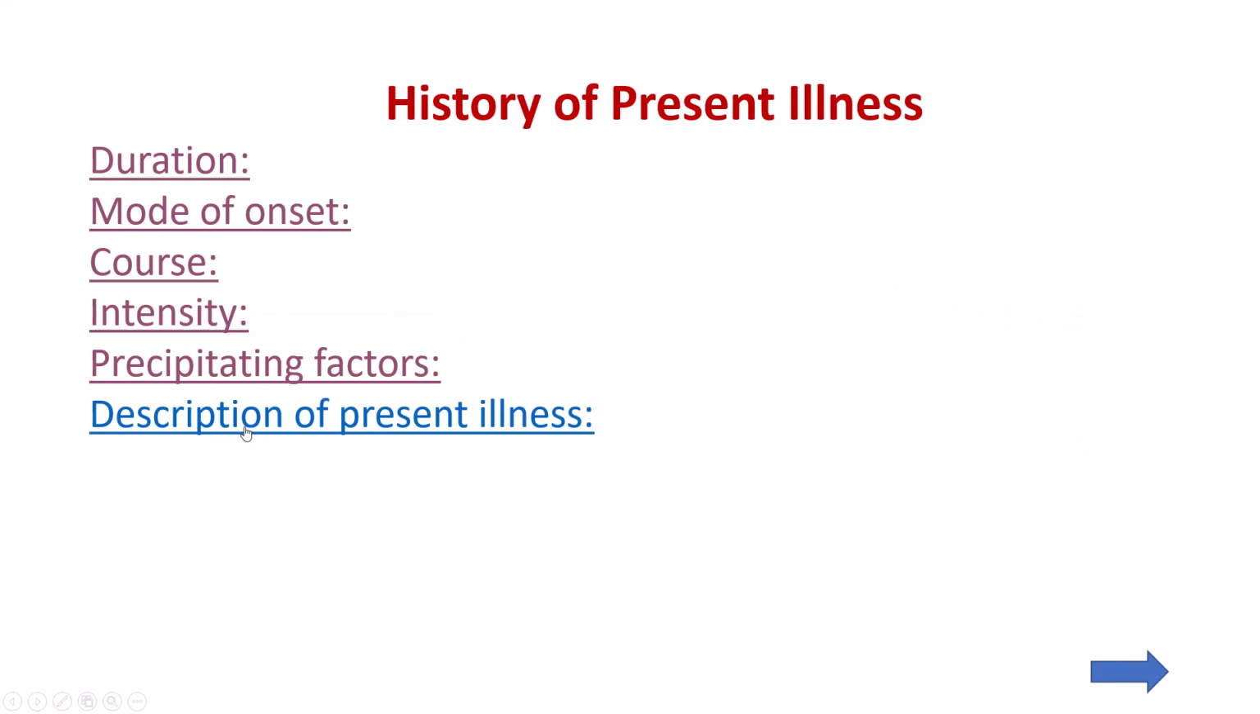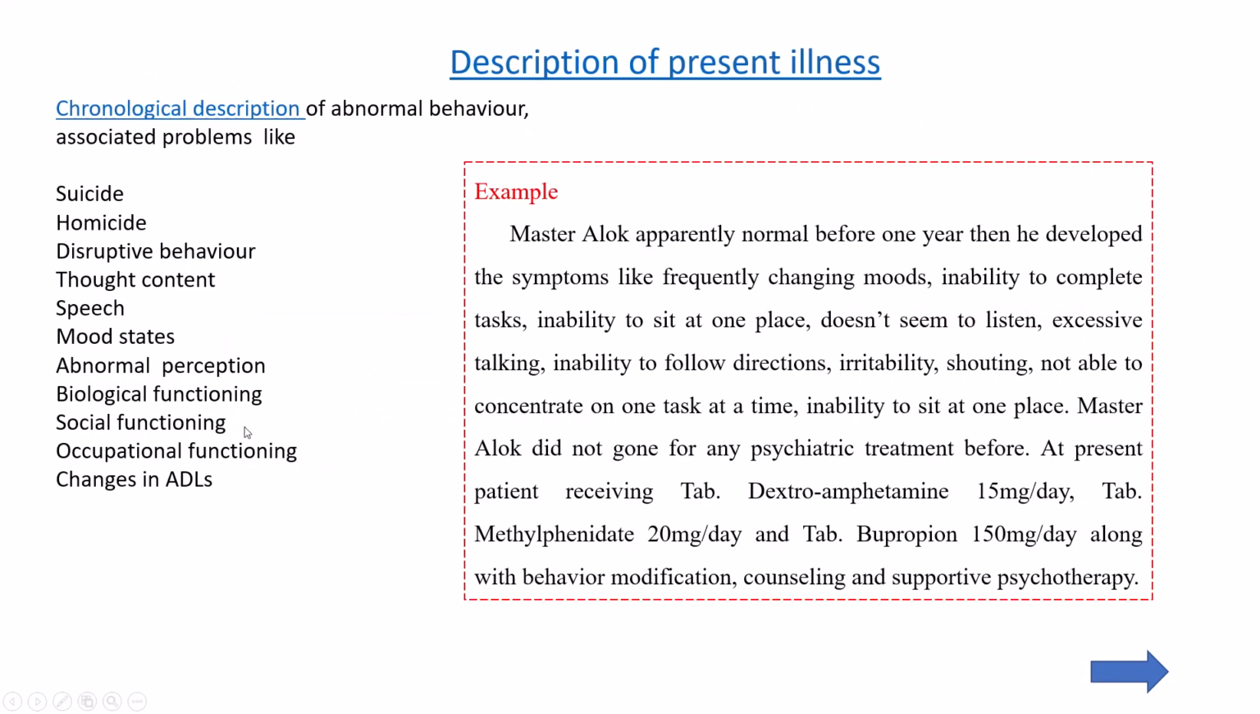Next, you can see description of present illness. Present illness is a chronological description of abnormal behavior. I already explained what chronological order is. In that same way, we have to write his abnormal behavior in chronological order: first what happened, second what happened, third what happened. Then other problems, associated problems. Associated problems means other problems related to the abnormal behavior, like suicidal ideas.